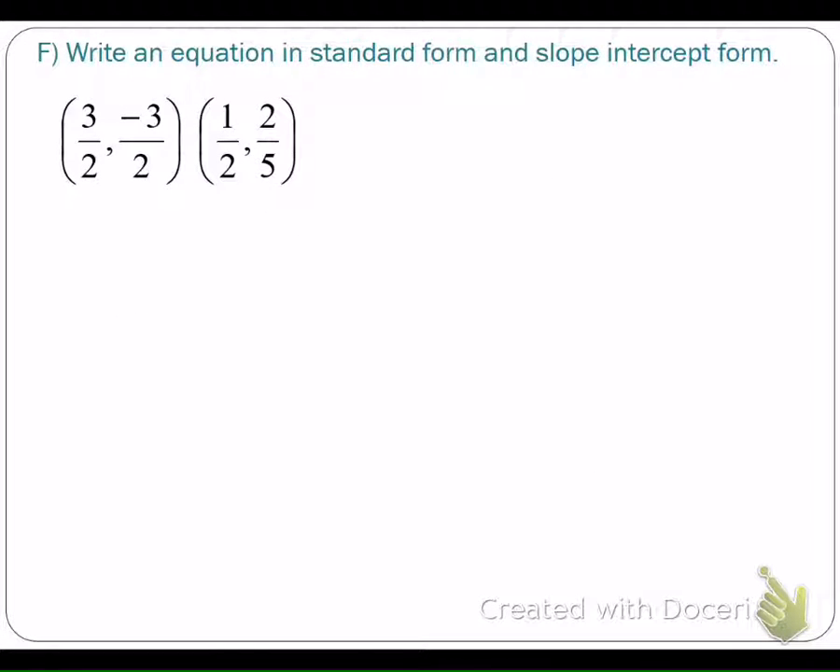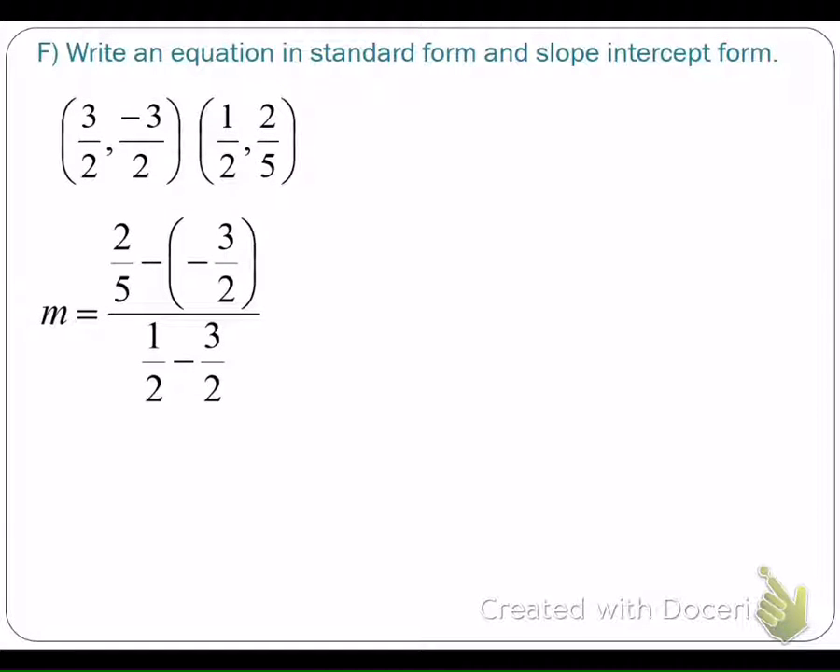Negative 3 over 2. Yes. Same setup. You just have fractions. So don't give up. Don't freak out. Just start plugging away at it. So you are right. 2/5 minus negative 3 over 2, over 1/2 minus negative 3 over 2. Wouldn't that just be negative 2 on the bottom?